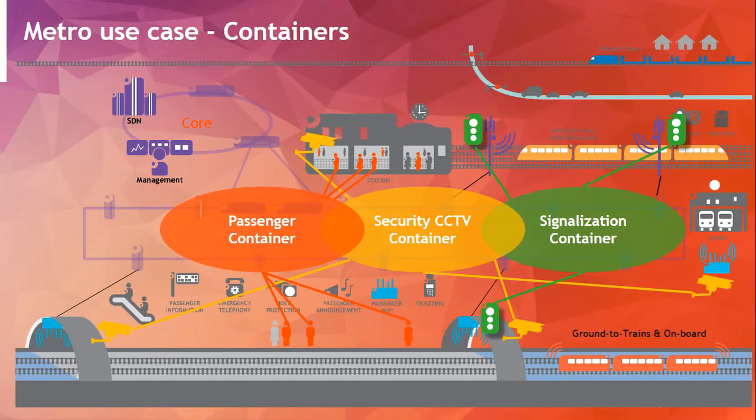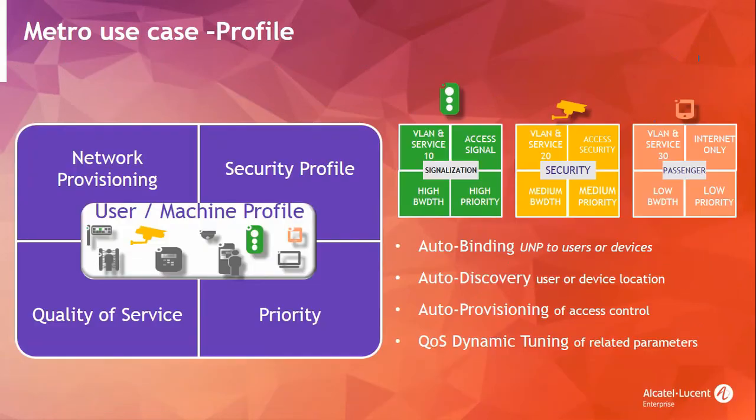The same applies for passengers' mobile devices through which they may receive travel or work-related information, or just have access to the internet. In order to provide secure connectivity for each of these groups over the same network infrastructure, we will create and assign to each group a separate container.